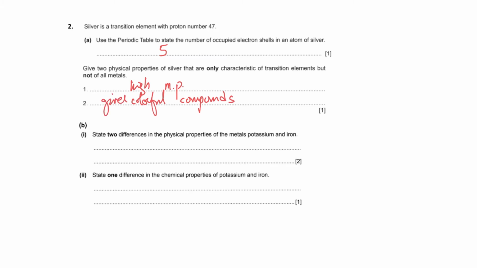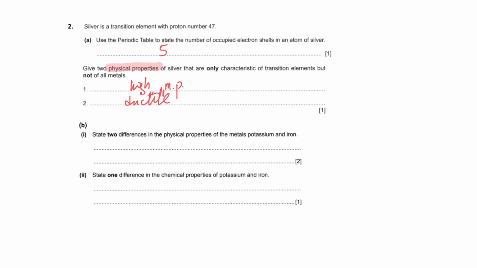Similarly, now here's the thing, sometimes examiners do not take this option, because giving colorful compound comes from the electronic structure, which is a chemical property, which is why in a question where they ask you for just giving the physical property as they have in this one, try to avoid that and mention maybe that it has high melting point, it is ductile, it is malleable, because that is something that not all metals do. So this is ductile.